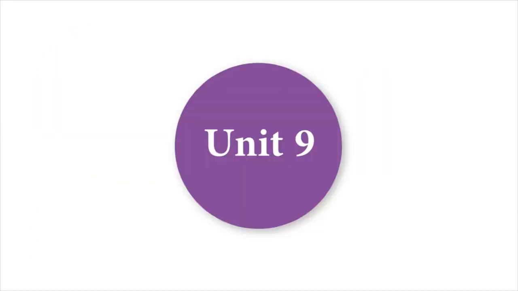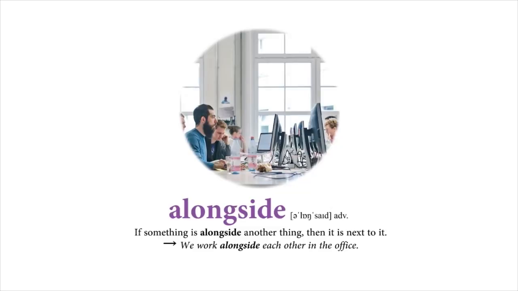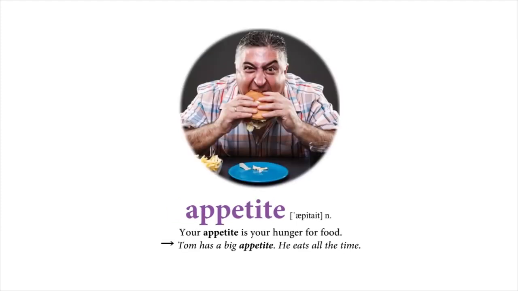Unit 9. Word list. Alongside. If something is alongside another thing, then it is next to it. We work alongside each other in the office. Appetite. Your appetite is your hunger for food. Tom has a big appetite. He eats all the time.